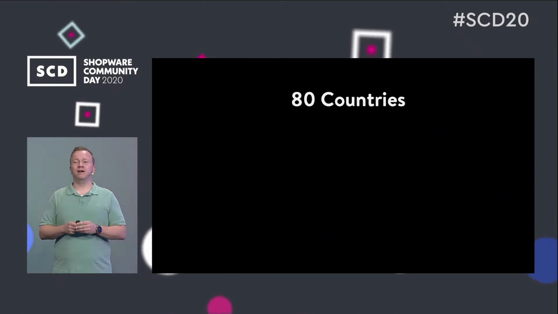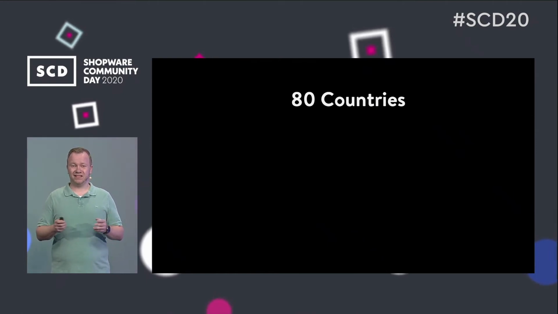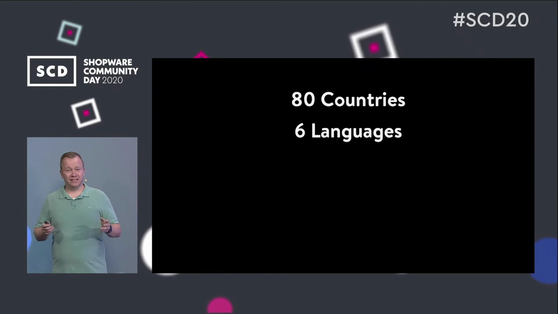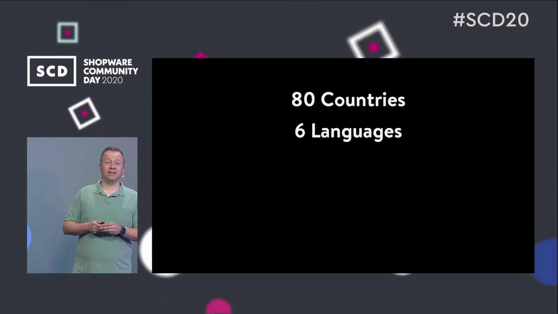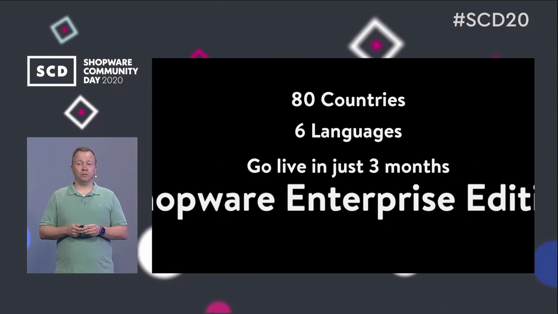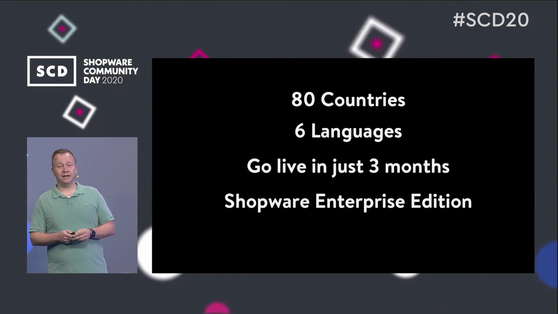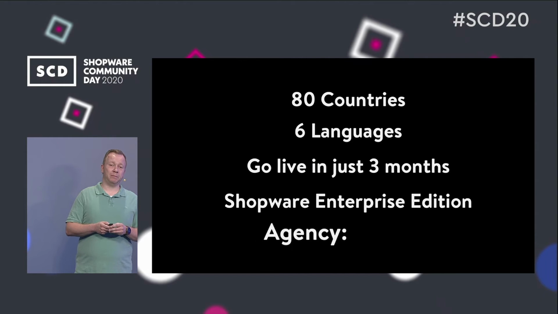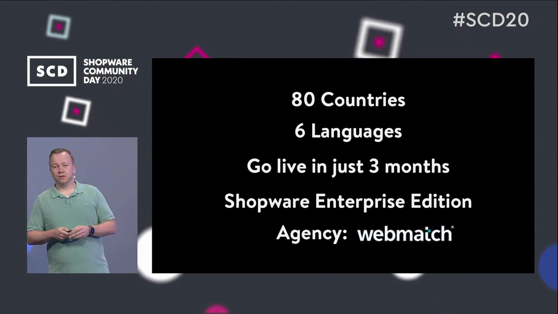They need a shop for 80 countries. That's a lot. They start with 6 languages. From start to go live, they just needed 3 months. It's based on the Shopware Enterprise Edition, and the agency involved is Webmatch from Cologne. So let's look at the site.